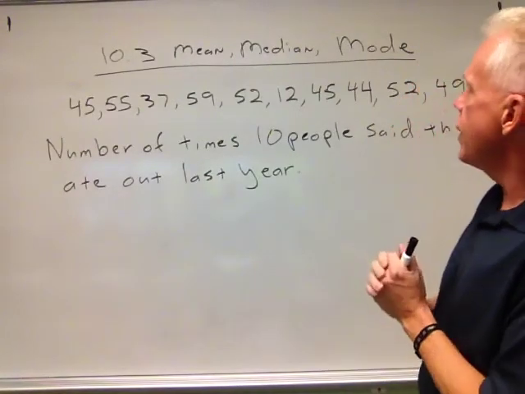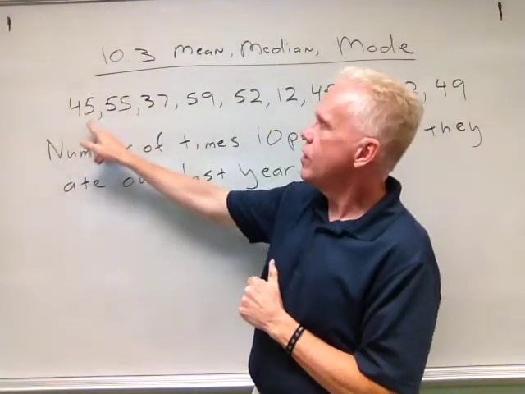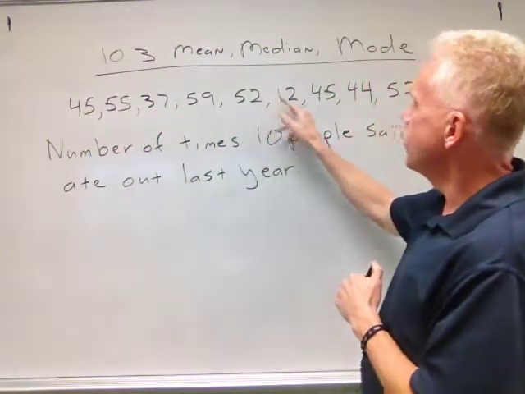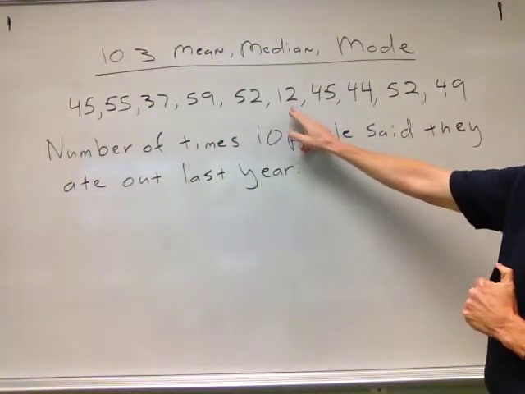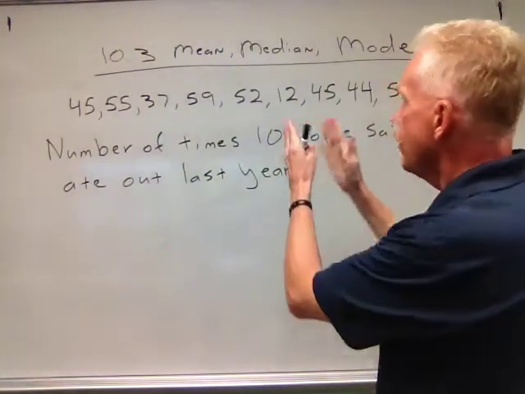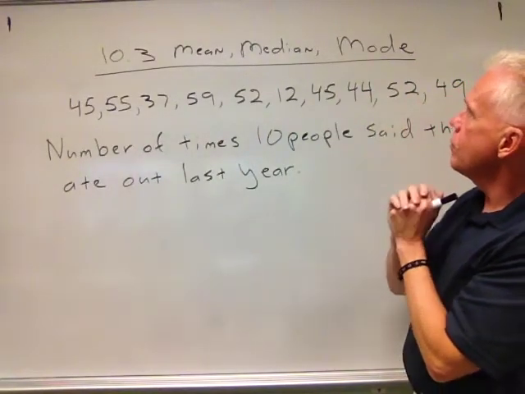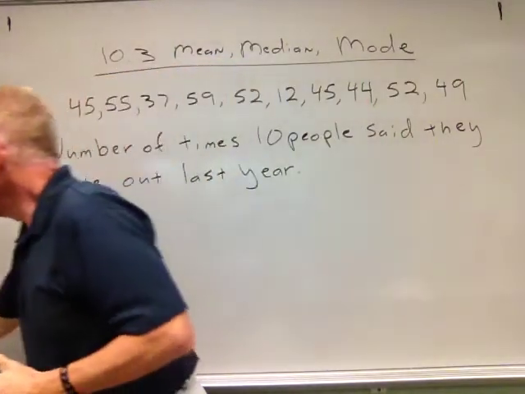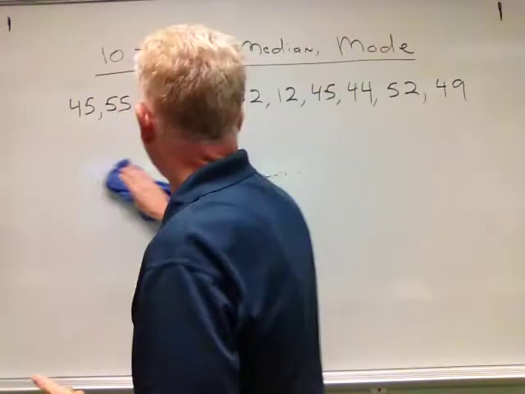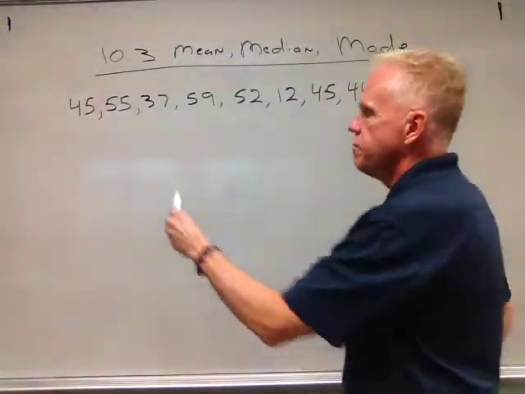We're going to take this data where one person said they went out to eat 45 times last year, another person said 55 times, another person said 37 times, and so on. This person only ate out 12 times last year. This person ate out 52 times. We're going to take this data from the survey and find the mean, the median, and the mode. Okay, let's get to work. First, the mean.